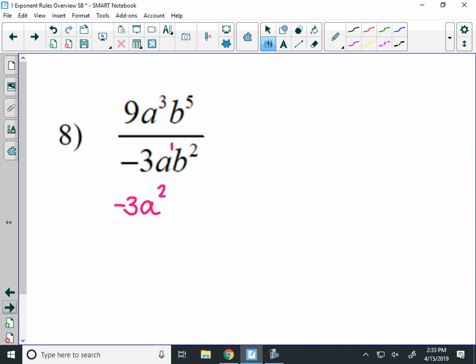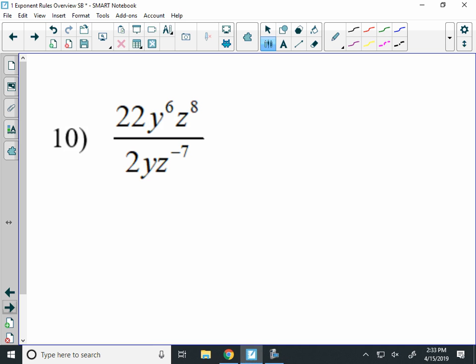And then the b's. b to the fifth over b squared. 5 minus 2 is 3. That's my final answer because none of the exponents are negative. So the final answer there is negative 3a squared b to the third.